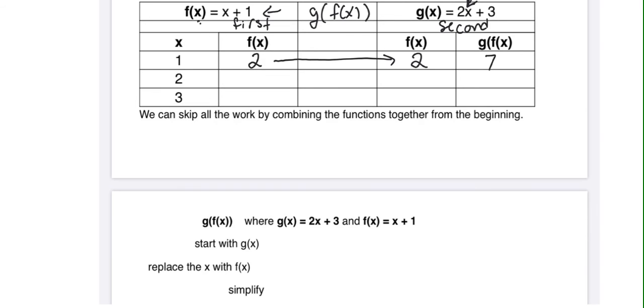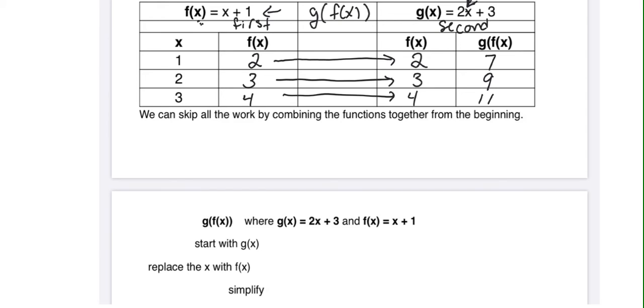So solve for f of x first, and then that answer gets plugged into the x for g of x. So let's try 2. If we plug in 2, we get 3. Now we plug in 3 for g of x, we get 2 times 3 is 6, plus 3 is 9. Last one, we'll try 3, so we get 4. Now we plug in 4 for x, 2 times 4 is 8, plus 3 gives us 11.